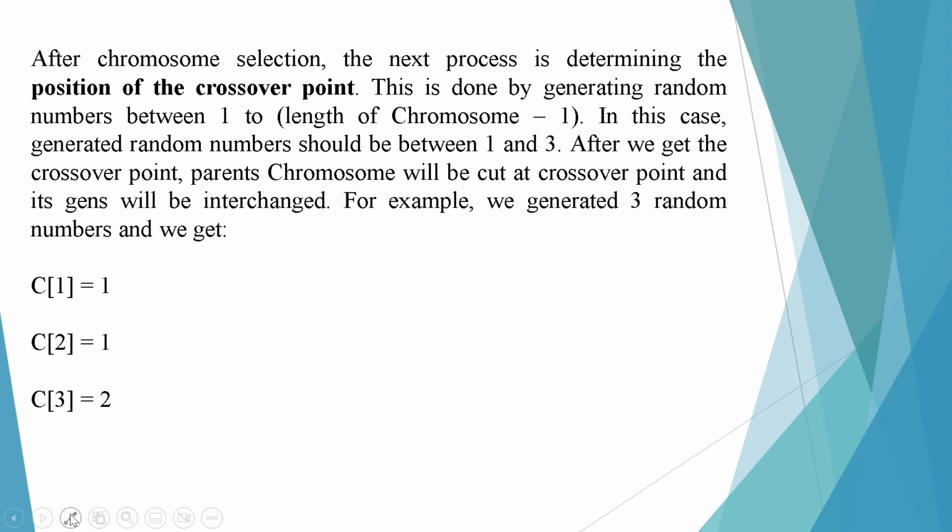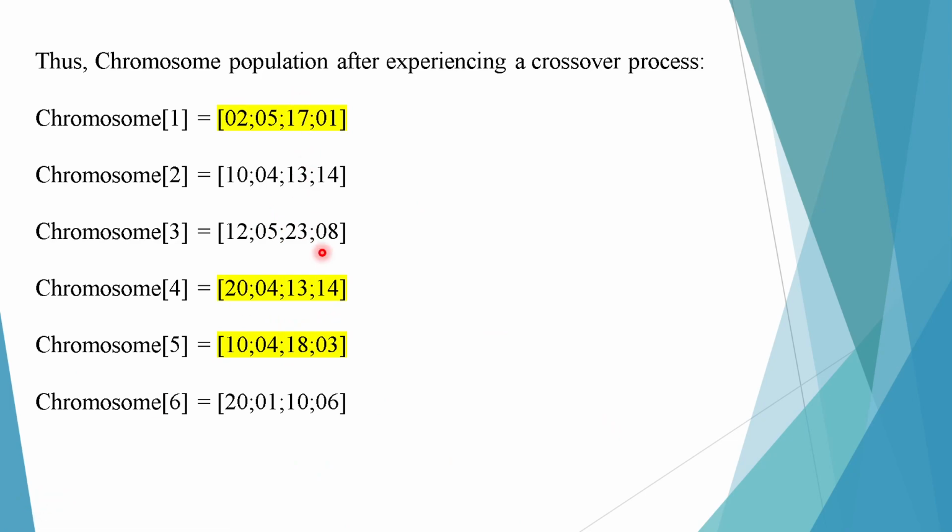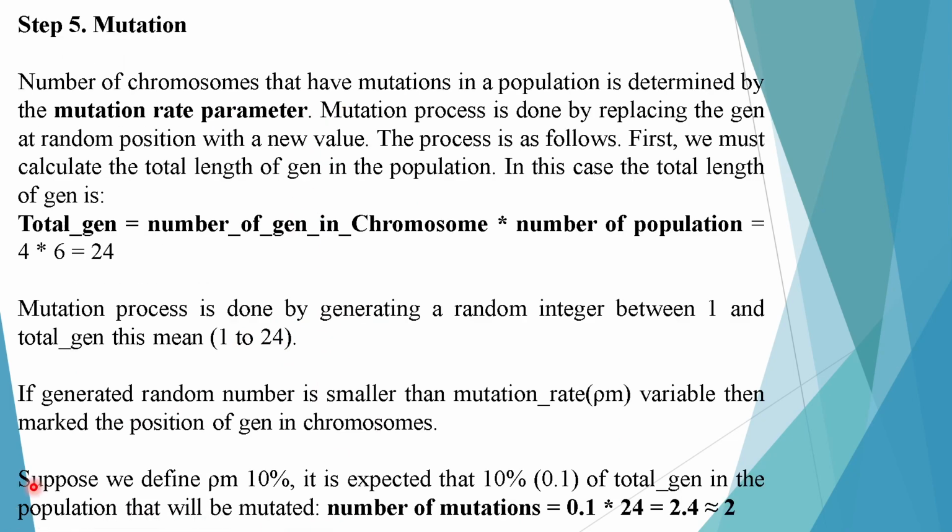3 random numbers. So at chromosome 1, we cross over at point number 1. Chromosome 2 also number 1. Chromosome 3 number 2. We get 2 here. So this point number 1, number 2. So exactly, the yellow put it here, yellow put it here, yellow put it here. So this is the result after the crossover. After that we'll do the mutation.